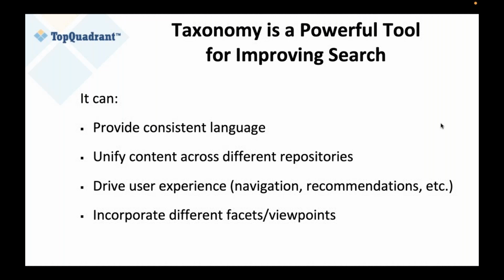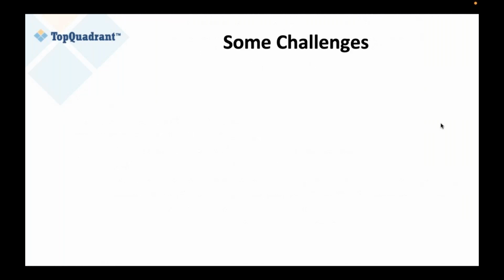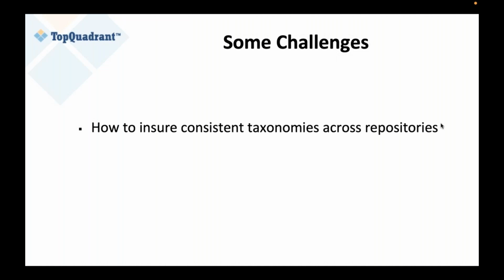With this kind of a powerful tool for improving search and improving search applications and improving content management in general, there are still some challenges that remain. So one of them is, how do you ensure consistency of all those taxonomies across repositories? And those different repositories can be different SharePoint sites, but they could, as I mentioned, go beyond SharePoint and be your S3 buckets, or your file directories, or other content repository, including databases that you may have.